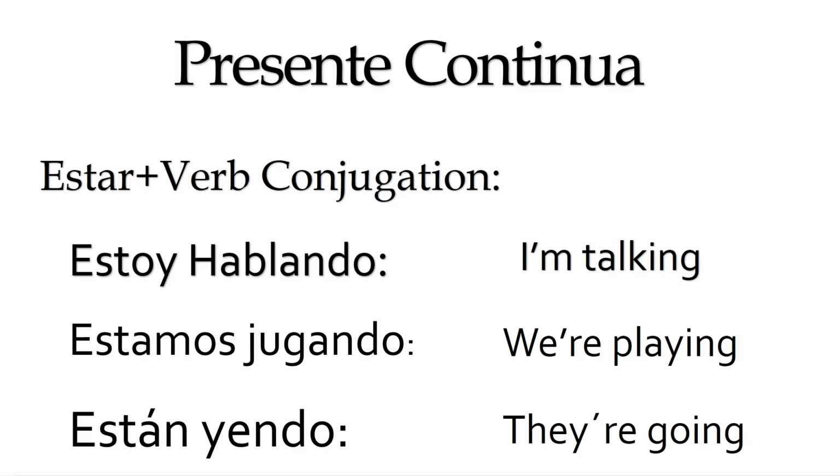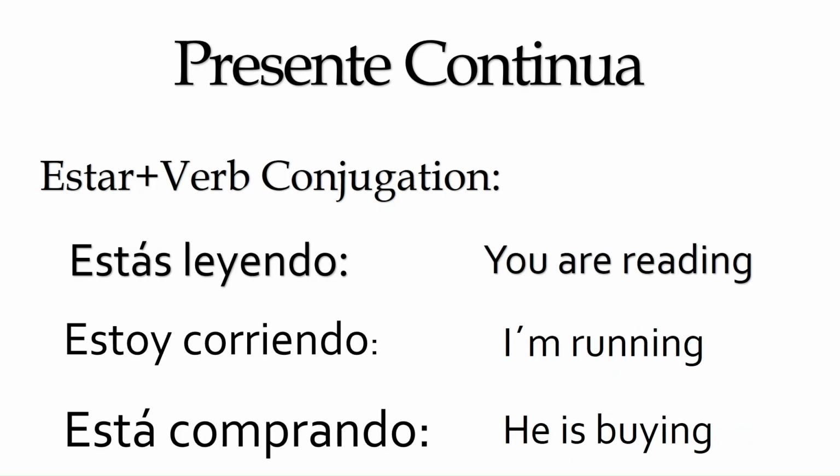Estamos jugando. We are playing. Están yendo. They are going. Yendo is a conjugation of the verb ir, which means to go. Yendo is a conjugation of ir in present continuous. Están yendo, they are going. Estás leyendo, you are reading. Estoy corriendo, I am running. Está comprando, he is buying.